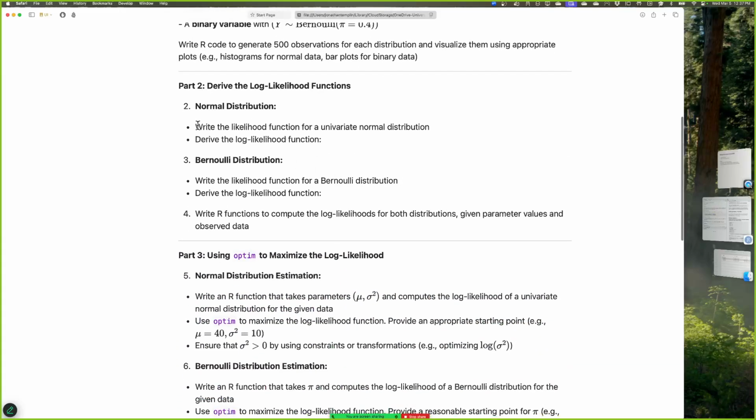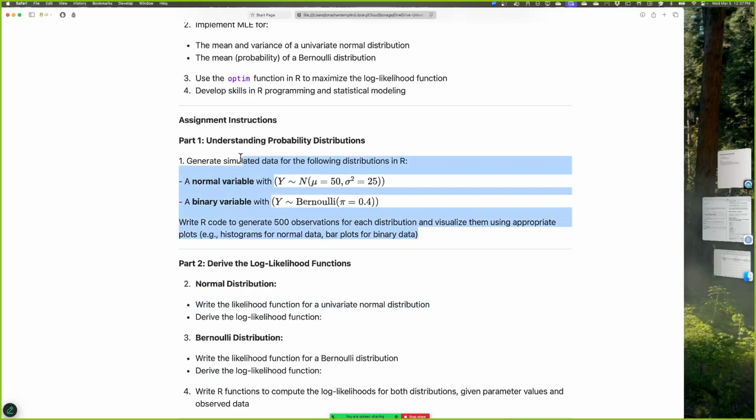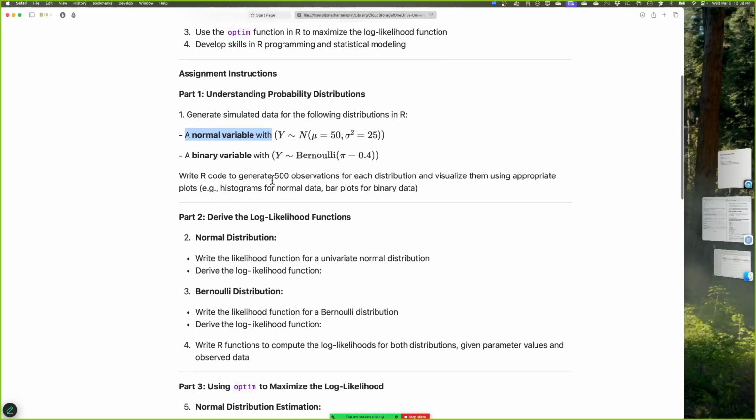Now, deriving the likelihood functions. This is the step I went through. Actually, let me back up here. Any questions about part one, simulating data? No questions too small, no questions too big. Okay. So again, rbinom is the function here. Sorry, rbinom is for Bernoulli, and rnorm is for normal. Okay. Moving on to part two.